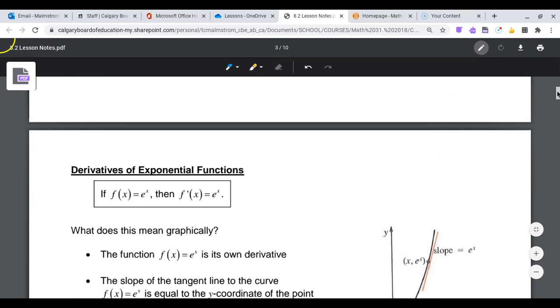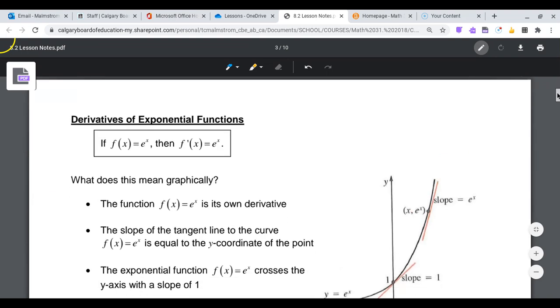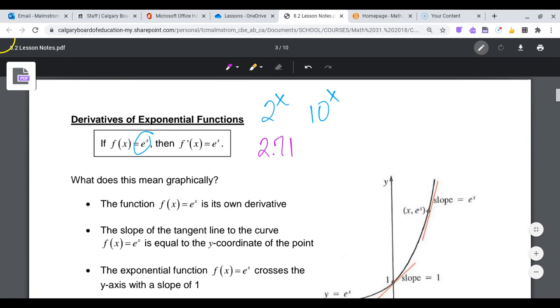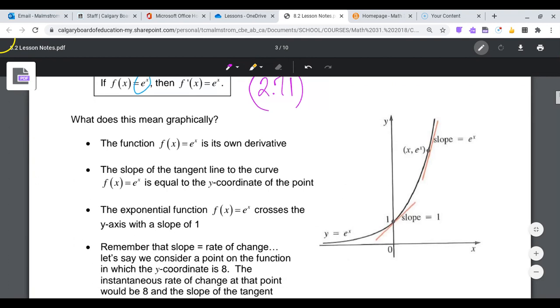All right, so what about the graph? If we have the function f of x is equal to e to the x, well, we looked at 2 to the x and 10 to the x, etc. in the previous lesson. Well, e is just approximately 2.71 being raised to an exponent. So it should look like an increasing exponential graph, which it does.